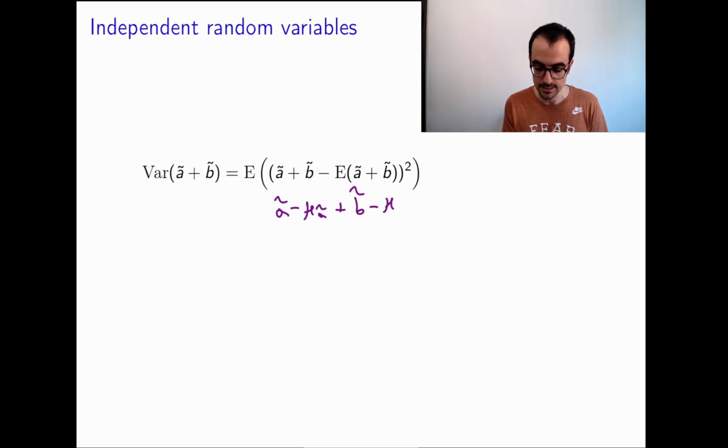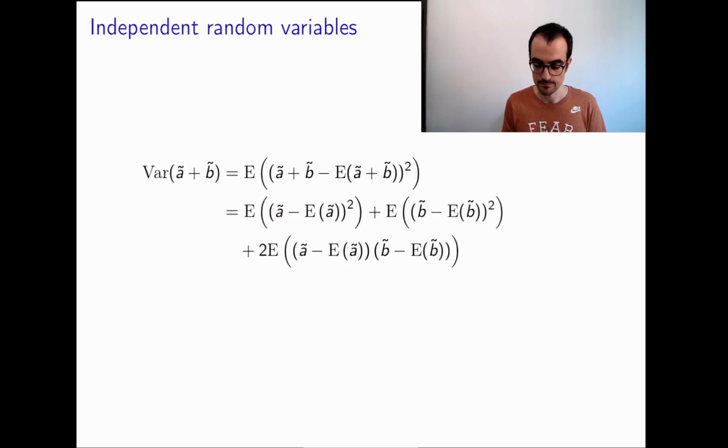Plus b minus its mean. And we're going to expand out the square. Okay? And then by linearity of expectation, we're going to separate the different sums. So we've done a minus its mean squared plus b minus its mean squared plus twice the cross terms between a minus its mean times b minus its mean. But now we realize that this and this are independent random variables.